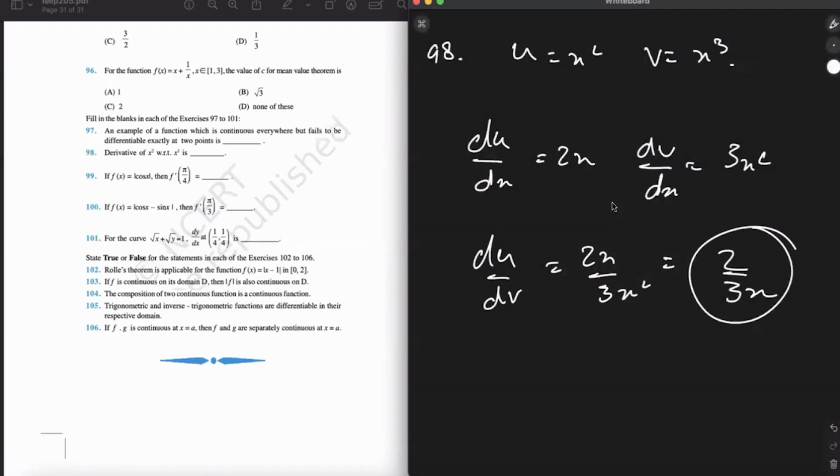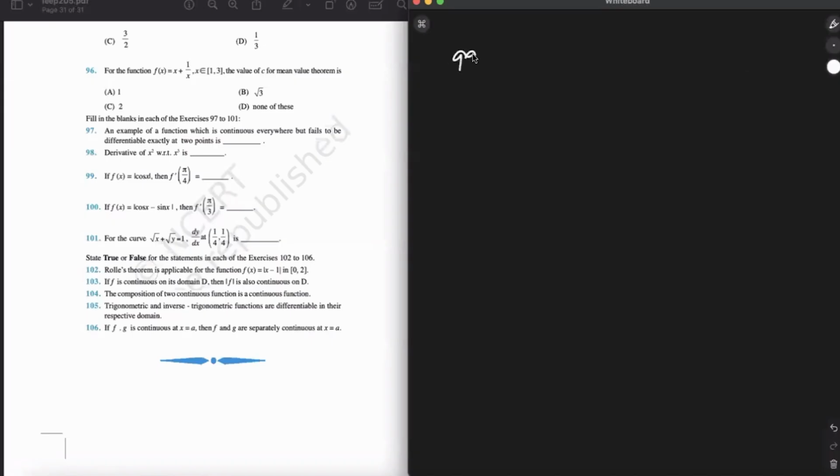Moving on. Question number 99 has given to us that f(x) = |cos x|, and then we have to find f'(π/4). Okay, so for 0 to π/2, cos x is positive, so I can remove this mod.